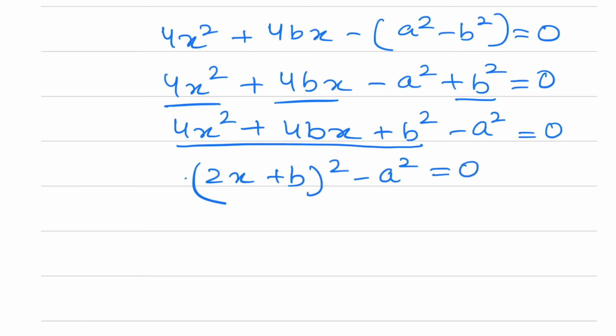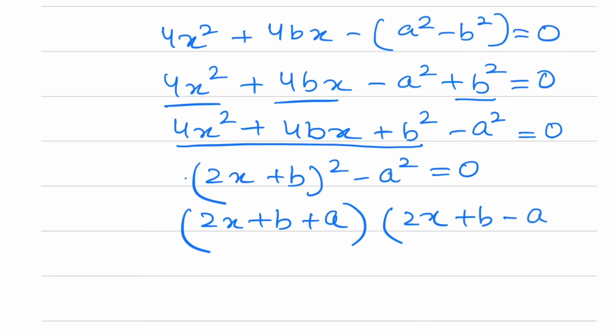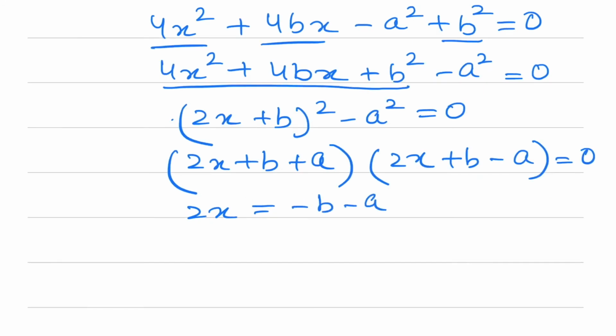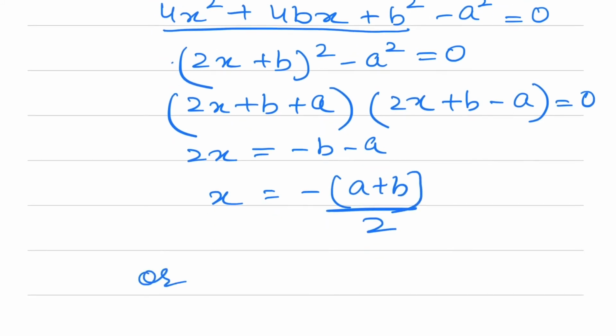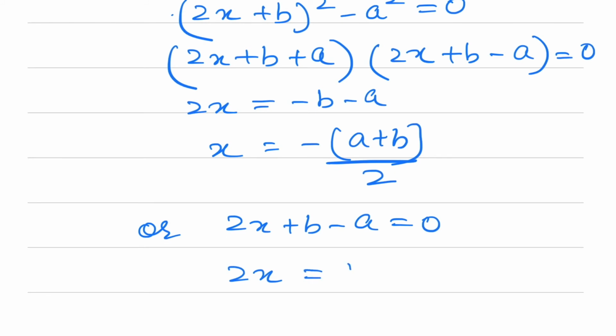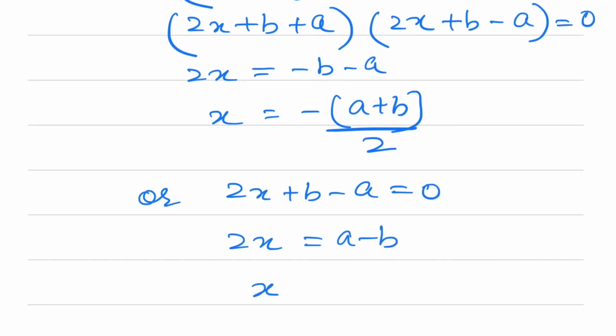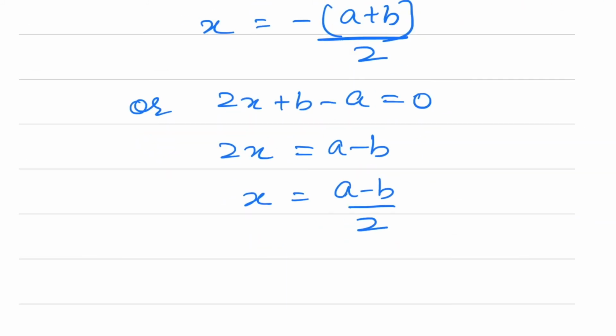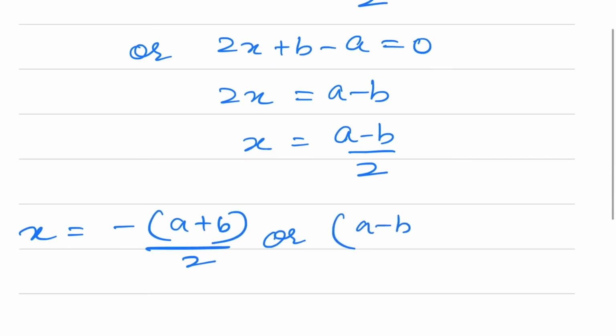So here we have the a square minus b square identity. So I can say 2x plus b plus a and 2x plus b minus a is equal to 0. 2x is equal to minus b minus a, so x is equal to minus a plus b by 2, or I could say 2x plus b minus a is equal to 0. So 2x is equal to a minus b, so x is equal to a minus b by 2. X is equal to minus a plus b by 2 or a minus b by 2.